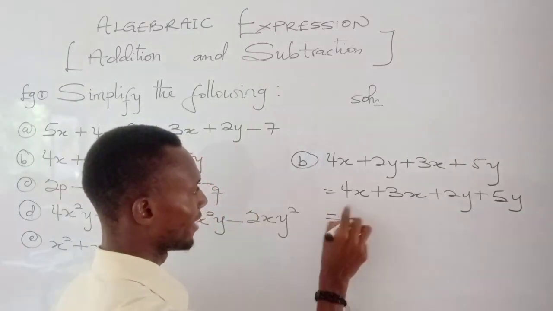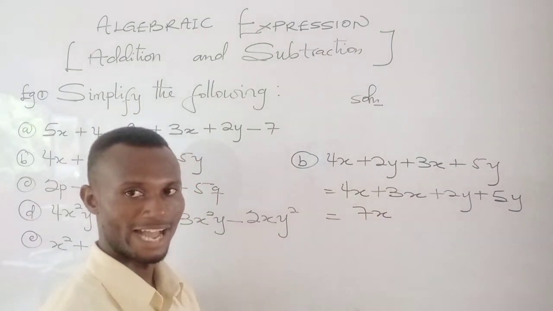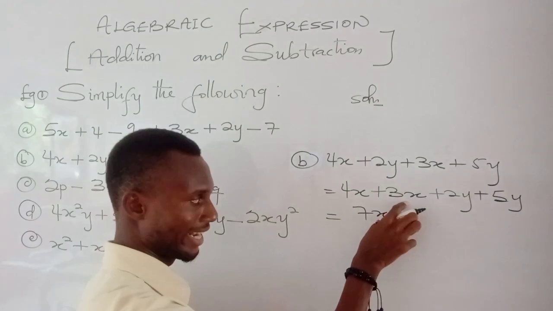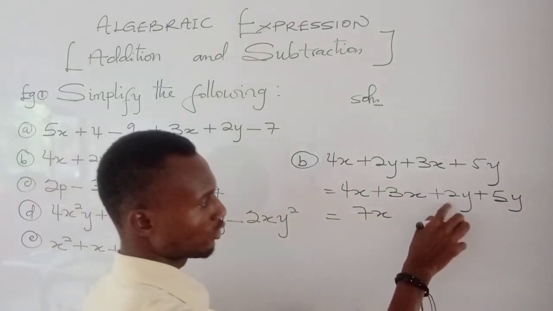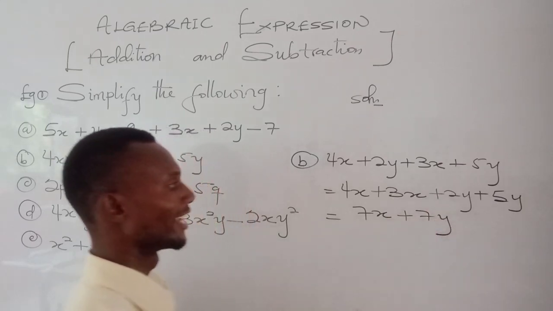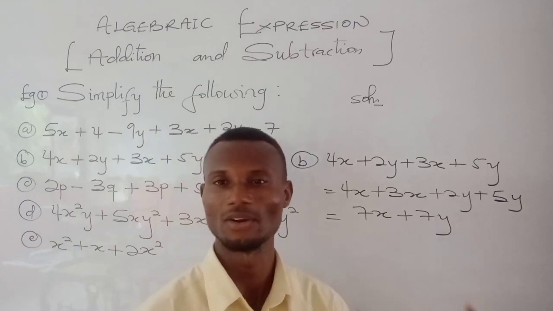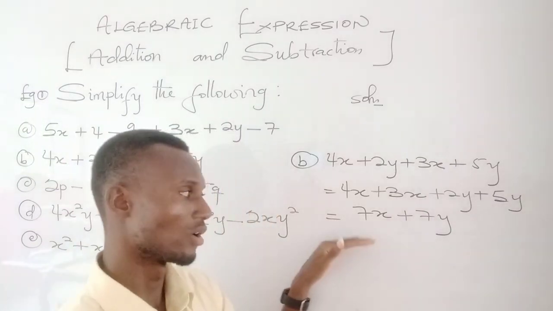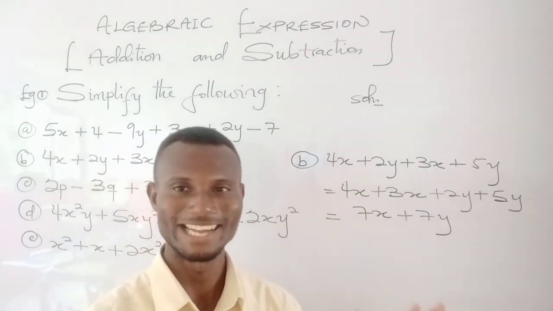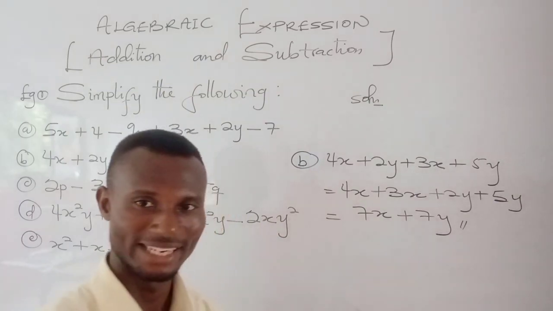Let's go ahead and simplify. 4s plus 3s, it gives 7s. I hope it's very simple enough for you to understand. Then 2y plus 5y, it gives 7y. Now this becomes our final answer, which we cannot simplify further because the variables are not like terms. This is s, this is y. They are not like terms. We cannot simplify further. So this becomes our final answer. We leave it like this.